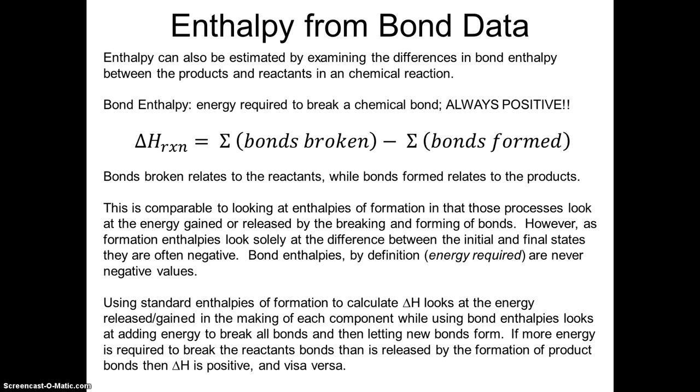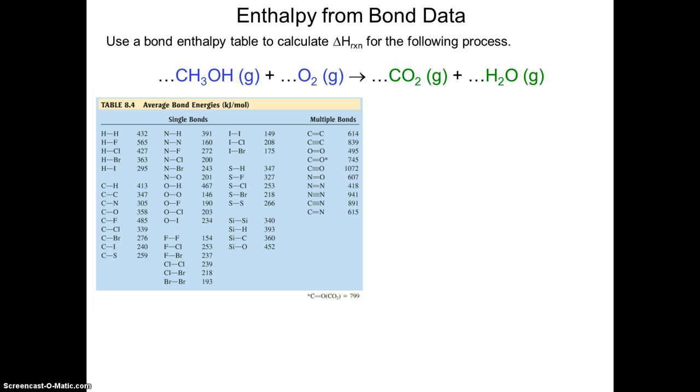When we do standard enthalpies of formation, we're looking at energy released or gained in the making of each component. However, when we look at bond enthalpies, we're just looking at the difference between how much energy it takes to break all the bonds versus how much we can release when we put them all back together. So if it takes more energy to break than is released when they form, we have an endothermic process, and vice versa. When we put in less energy to break them than we get released whenever they form their new products, then we have exothermic reactions.